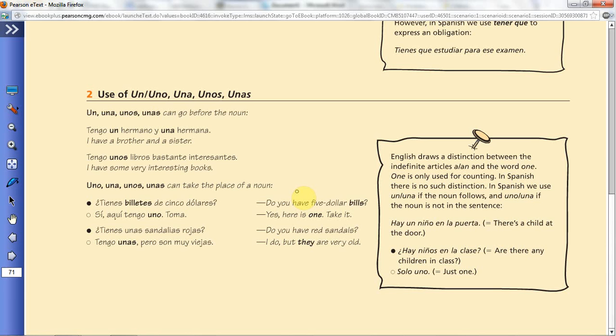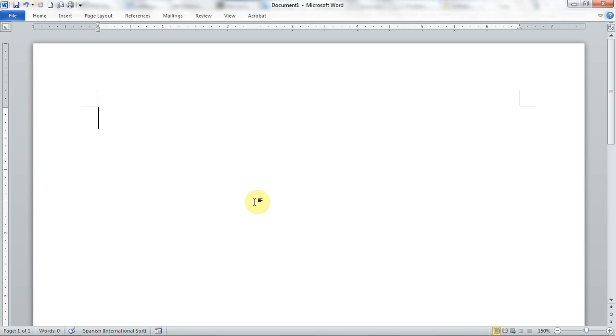Uno, una, unos, unas. You have a couple of explanations here: one, una, unos, unas before a noun, and then how these can take the place of a noun. Let's look at both of them. Well, first, think about this. Uno. Uno significa uno. Okay, the number.